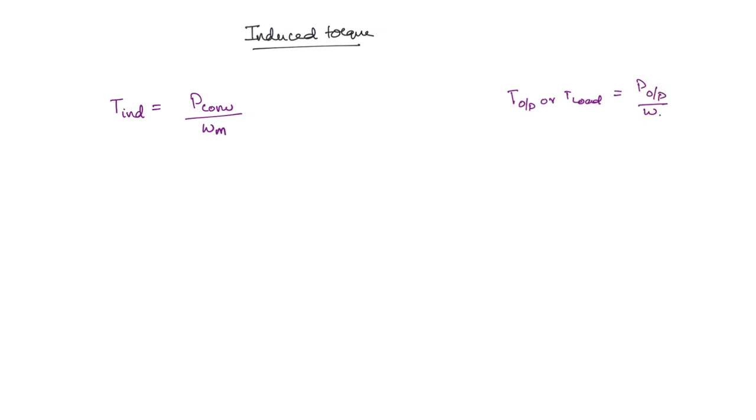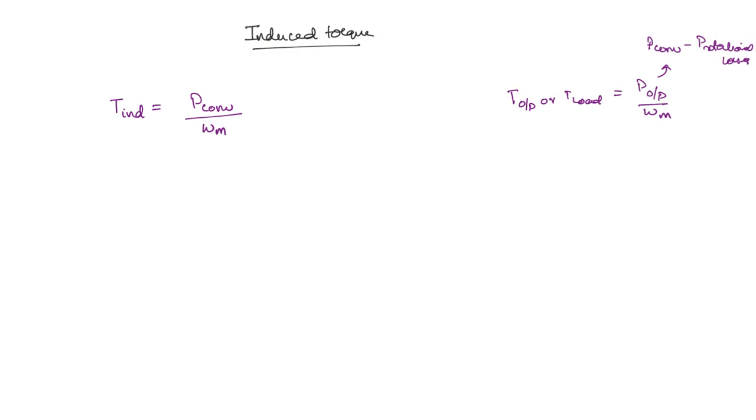Next we will talk about the induced torque in the induction machine. So what was the expression for induced torque that we have seen? T induced is equal to the converted power divided by the angular speed. What about the load torque? The actual output load torque that is available is equal to the actual output that is available divided by omega m, where the output power is equal to the converted power minus the rotational losses.